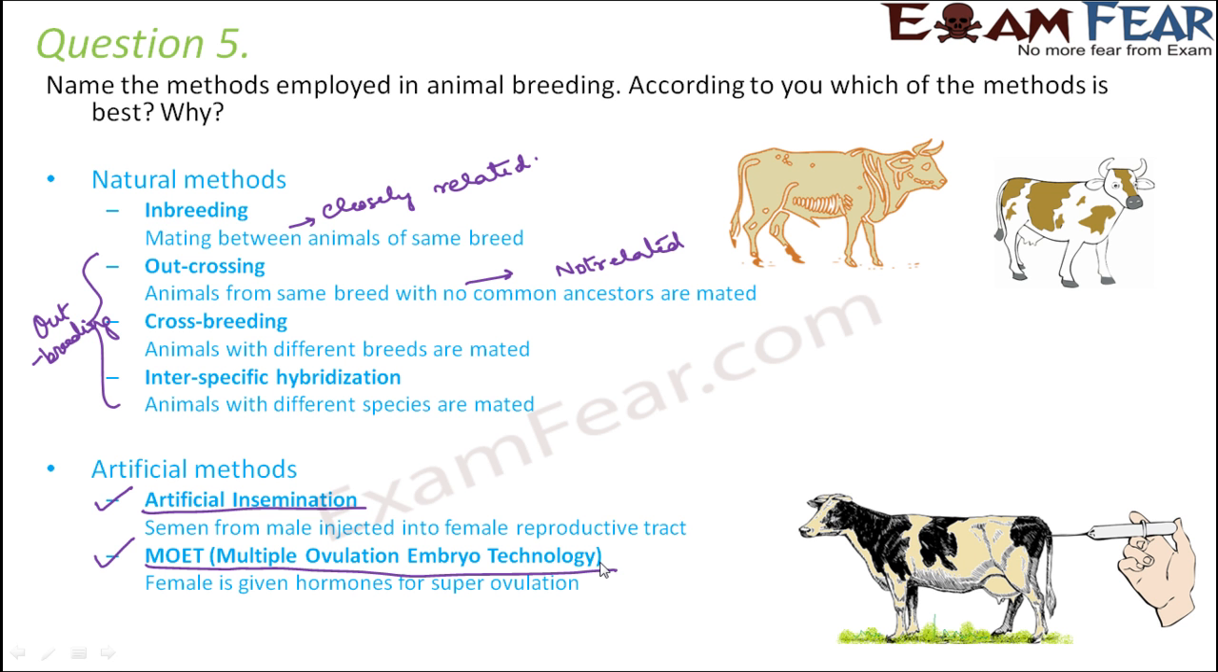That is because in this you have the entire control of when to inseminate the animal, and there are no limitations of the natural mating process, because there might be so many limitations when you actually want the animals to mate amongst each other. So all those limitations are taken care of. So artificial methods are better when you think from the perspective of human beings who need more and more food from the animals. So in that way we would say that artificial insemination or MOET would be better methods than the natural methods of inbreeding or outbreeding.